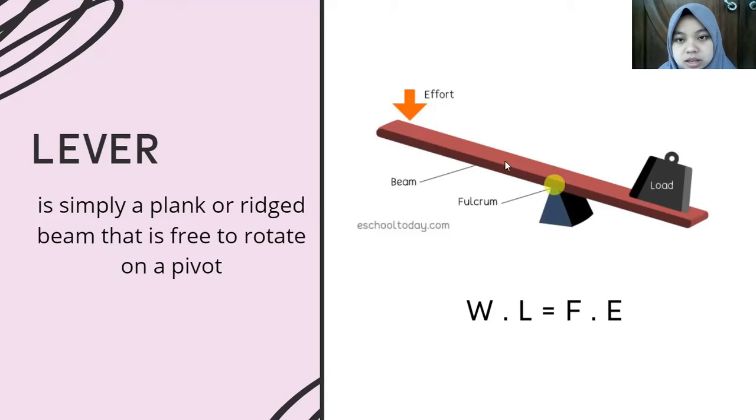So here is the structure of the lever. It is simple. There are effort, and then beam or board, and then fulcrum, and then load. So how to calculate the force that is needed? The formula is W, or work, times load equals force times effort.